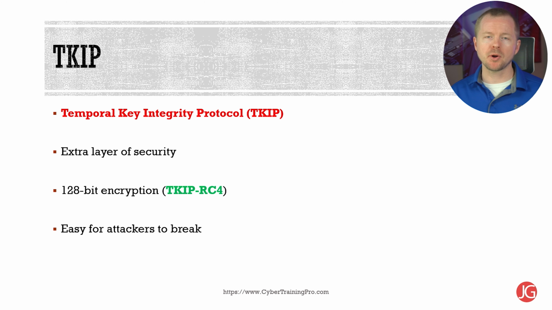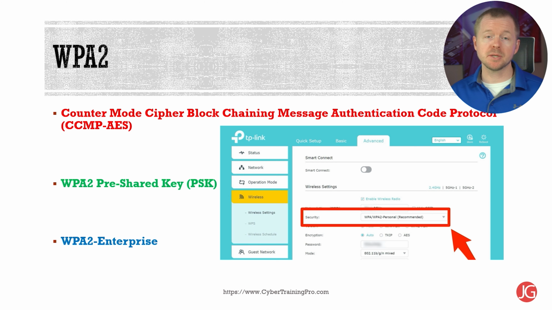Temporal Key Integrity Protocol, or TKIP, is an extra layer of security that WPA adds to make it more secure than WEP. Specifically, TKIP adds 128-bit encryption using RC4, which is also called TKIP RC4. Unfortunately, TKIP has flaws, and it can be broken almost as quickly as WEP can be. WPA2 is the full 802.11i standard that adds needed security.